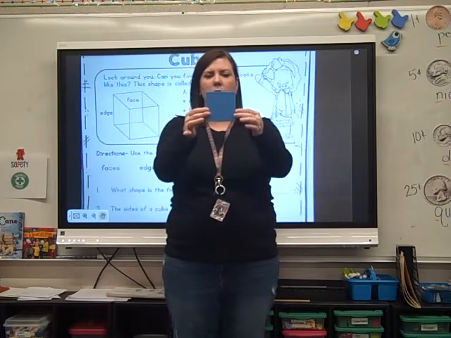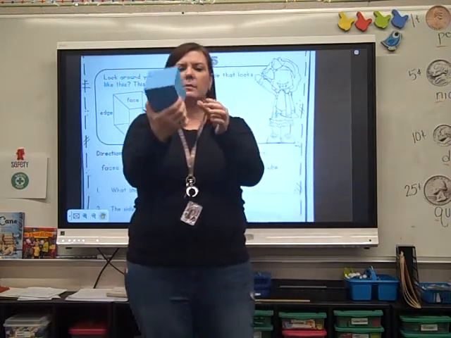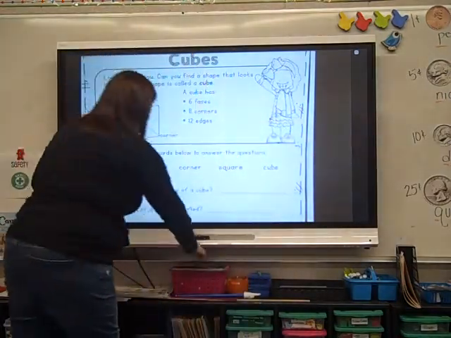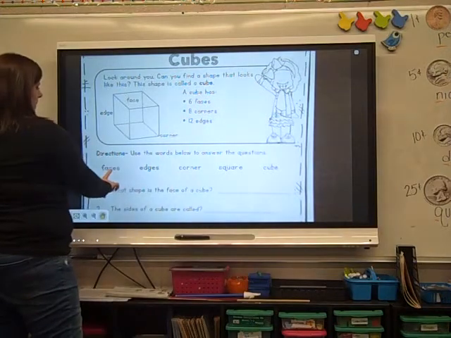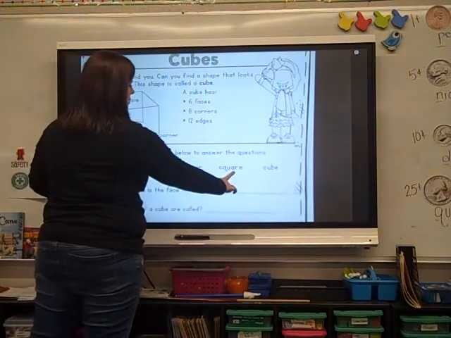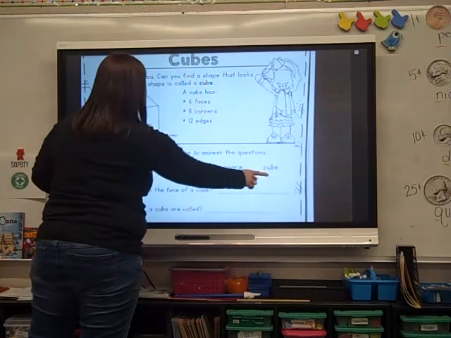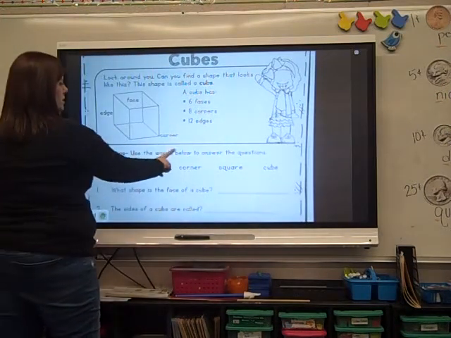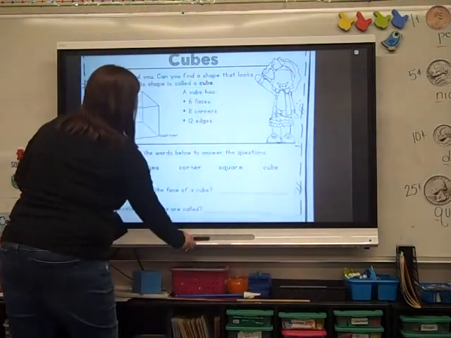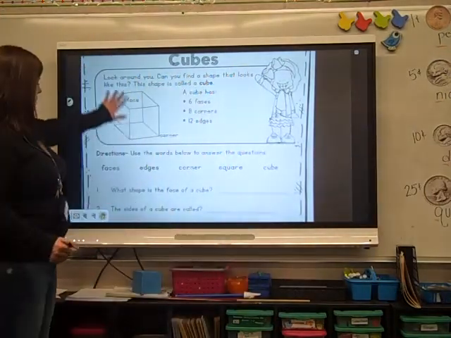Okay, so this page is all about talking about the parts of a cube. All right, so here are words to choose from: faces, edges, corner, square, cube. The directions are use the words below to answer the questions. So let's answer these together. We can go ahead and move it up.